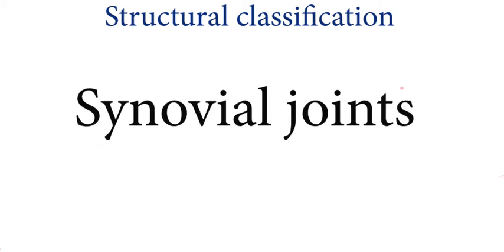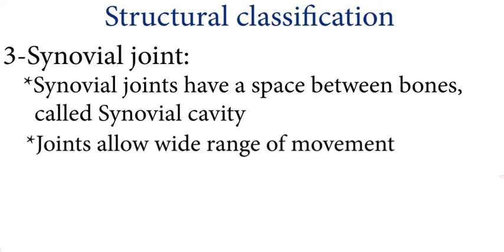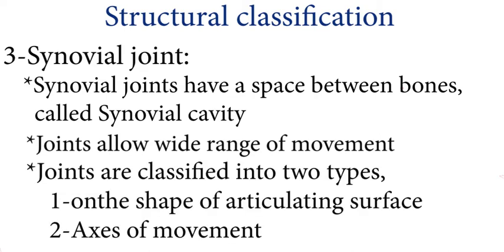Now, the last type of structural classification is synovial joints. Synovial joints have a space between the articulating bones. This space is called synovial cavity. These joints allow a wide range of movement. These joints are classified into two groups. This classification is based either on the shape of articulating surface or on the axis of movement.